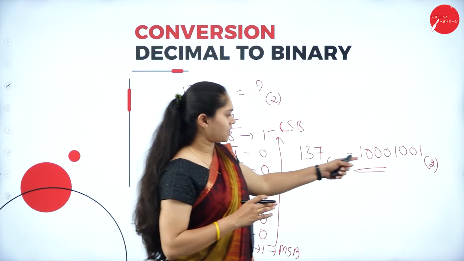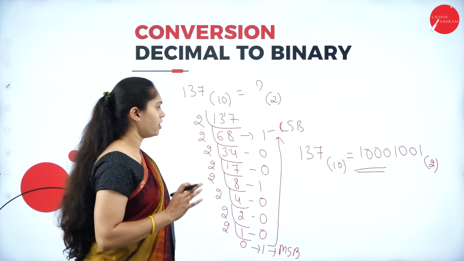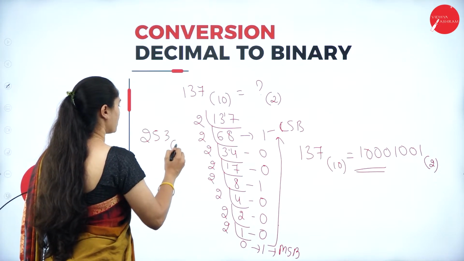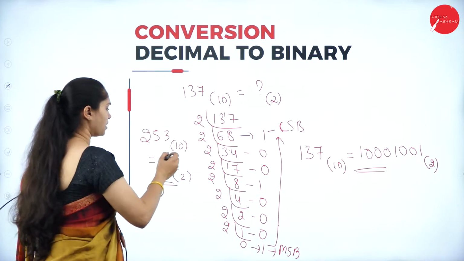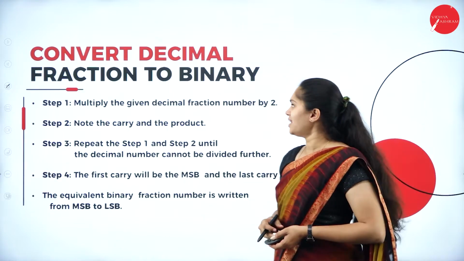Here you can see the resultant. It only deals with what? Zeros and ones. This is how we have to convert. Take one more number, 253 of base 10, and let me know the binary equivalent in the comment section. Let me move to the next topic, that is what?